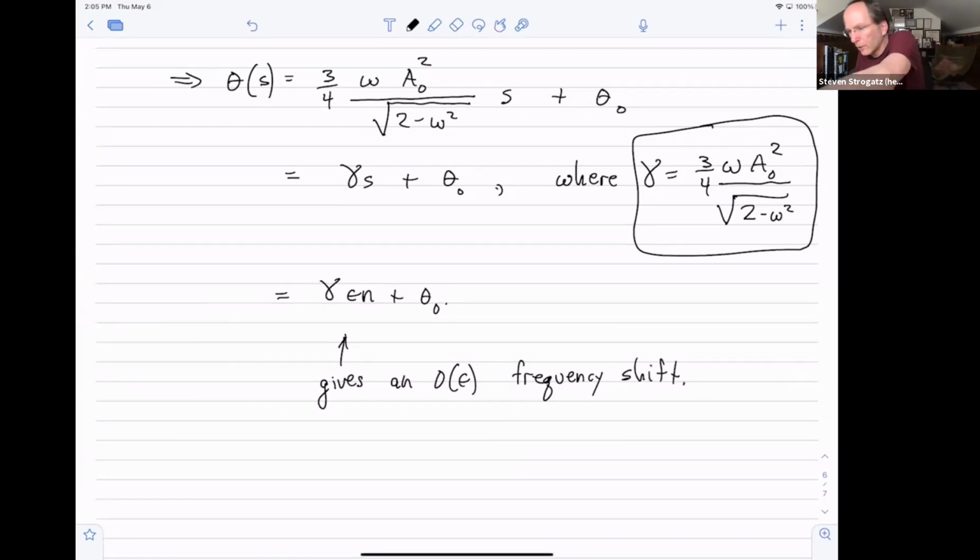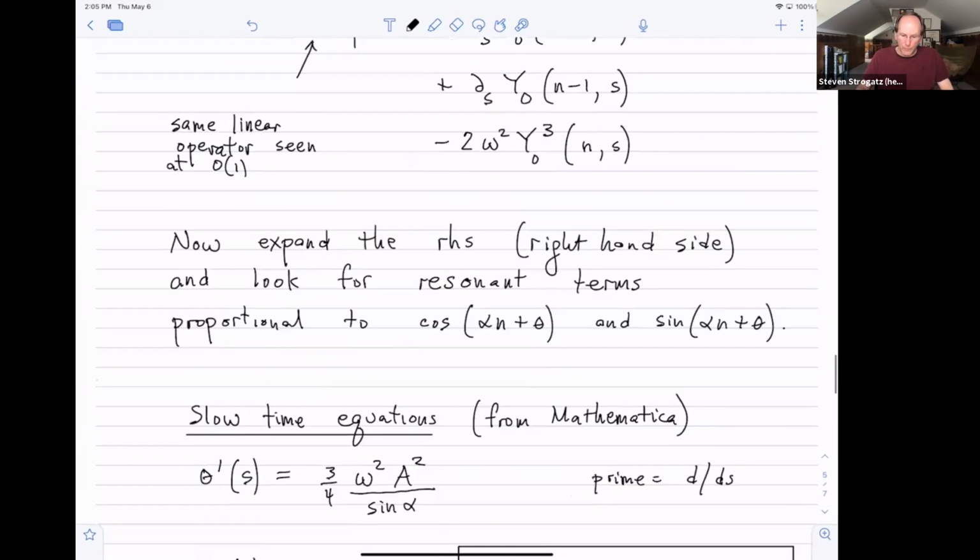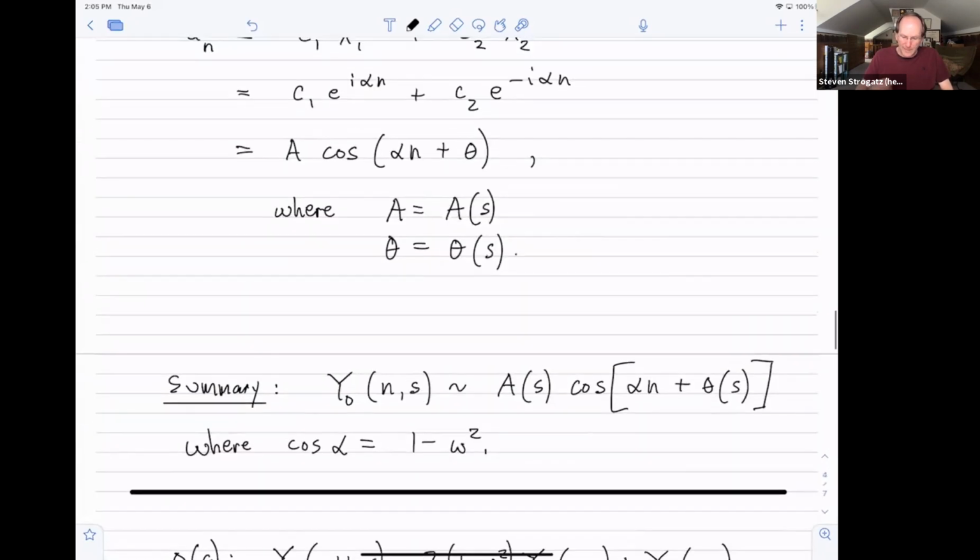All right, and so I think that's pretty much all I wanted to say, right? I mean, I've got the theta of S. So what else is there to do? I mean, we've solved for both A and theta. So we have the complete behavior right here.